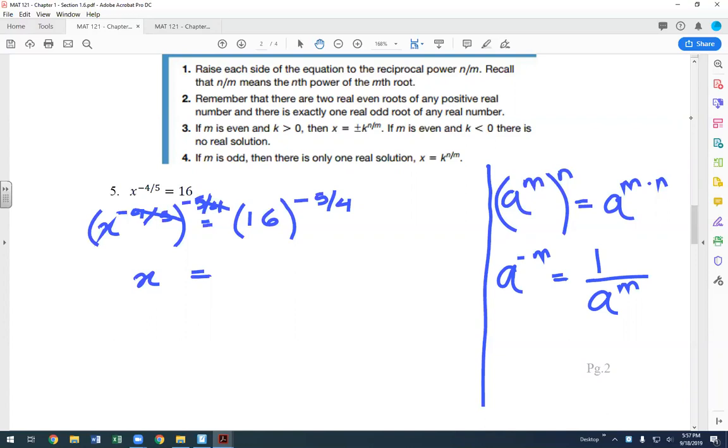So that's the rule for exponents. Anytime you have a negative exponent, a to the negative m will become 1 over a to the m. So that's actually what's going to happen on our right hand side. You will end up with 1 over 16 and then the power of 5 to the 4th.